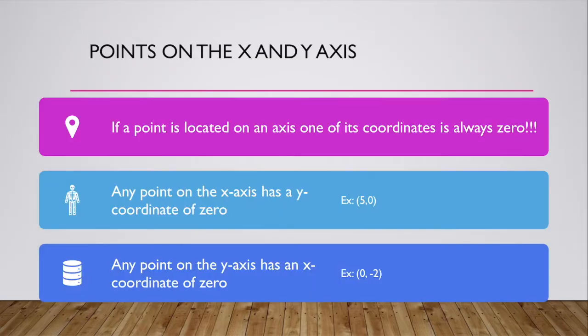If a point is located on an axis, one of its coordinates is always 0. So any point on the x-axis has a y coordinate of 0, and any point on the y-axis has an x coordinate of 0.